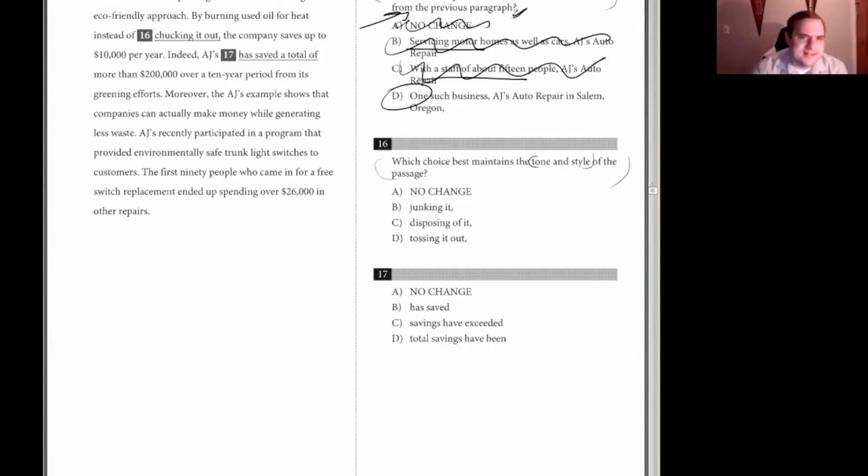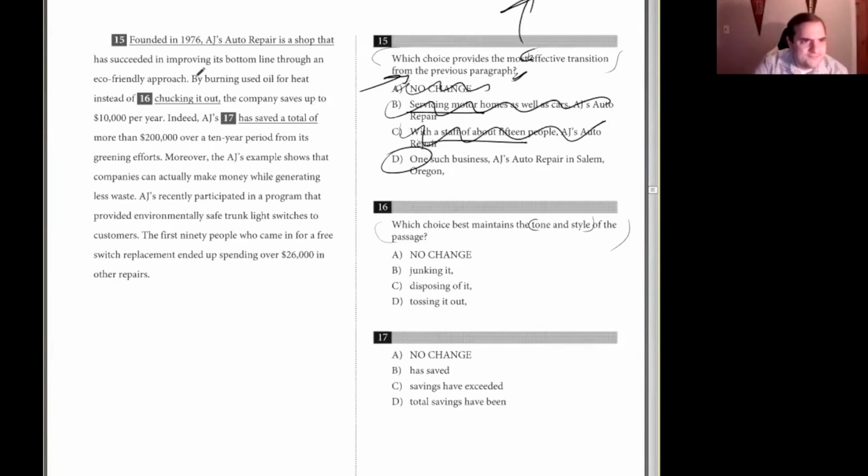So we're looking to maintain the style and tone. "Indeed, AJ has saved," oh no, so there it is, up here, "by burning." All right, so this is a relatively formal essay. It's not the world's most formal essay, but let's get rid of anything that's informal. Chucking it, junking it, and tossing it are all informal. Our answer is C. Boom. 17.